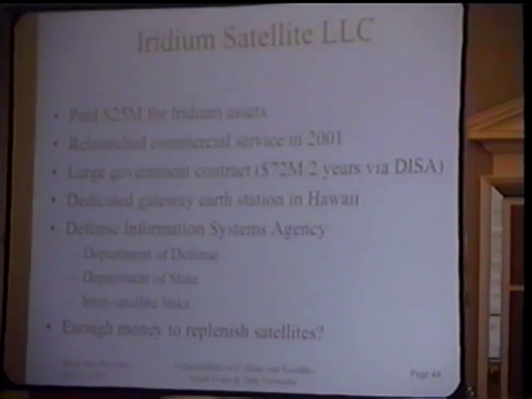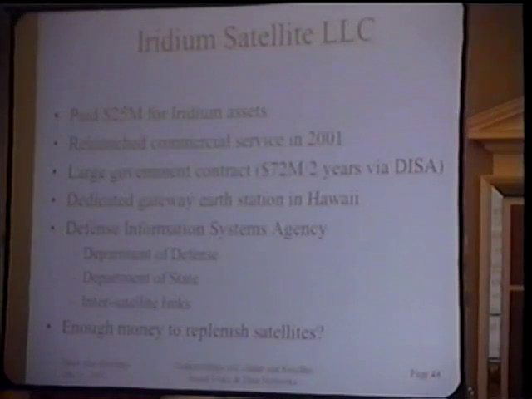They ran for less than a year before they ran out of money. They didn't have nearly as many customers. They had less than 10% of what they projected, so they went bankrupt. What happened was another group of investors came along and for $25 million bought everything from the bankruptcy court. They reestablished service basically on the strength of a 2-year contract that they got with the government. So out of this dedicated earth station in Hawaii, the government is getting service off the Iridium satellite.